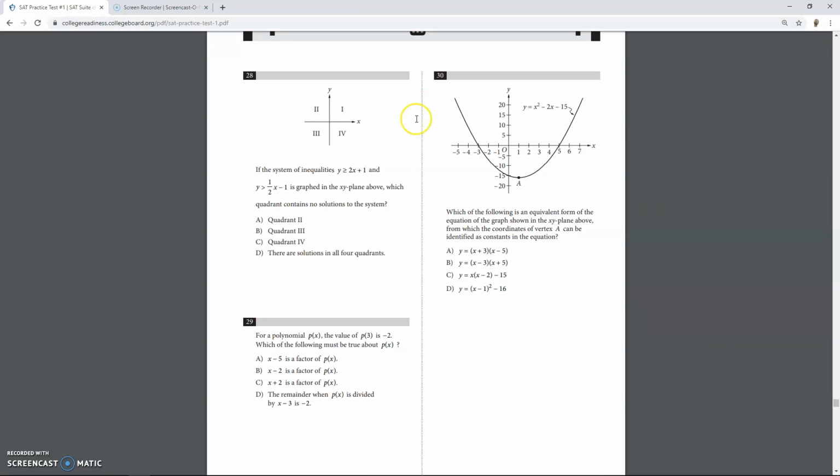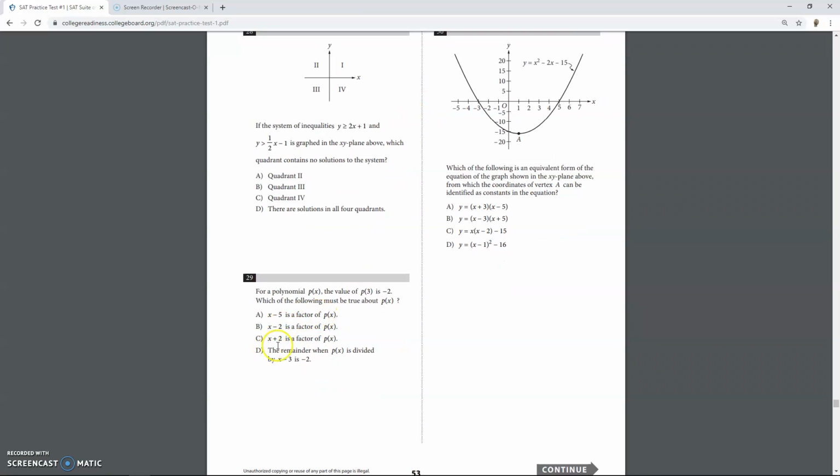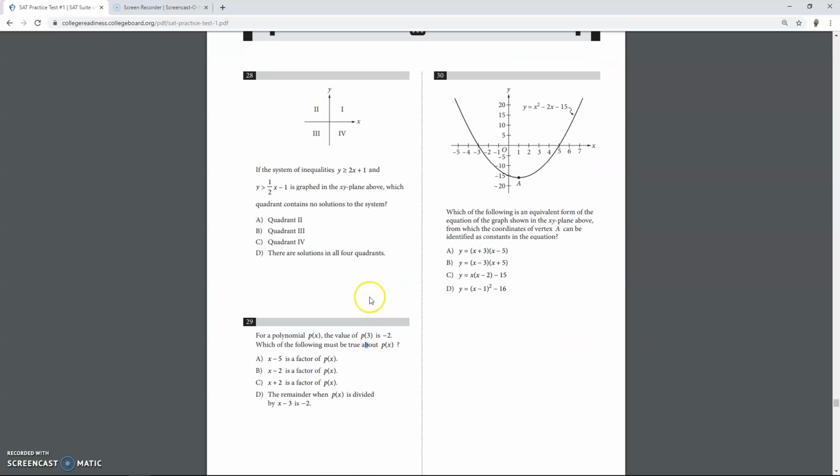And so, another reason for why D is true: if we put 3 in there, because P(x) divided by x minus 3 is negative 2, so if we put 3 inside, it will definitely give us the answer of negative 2.